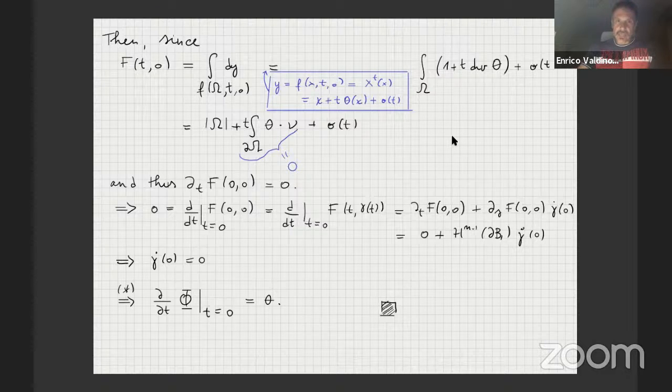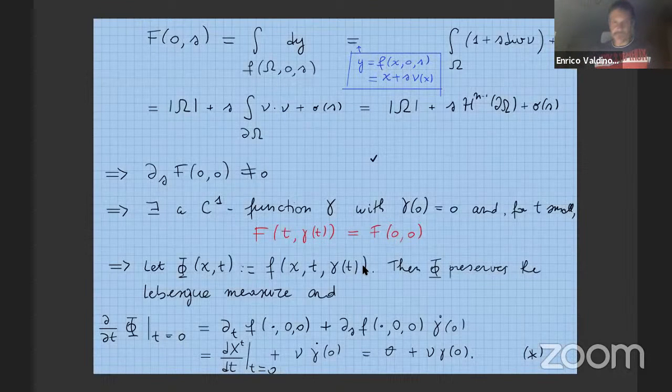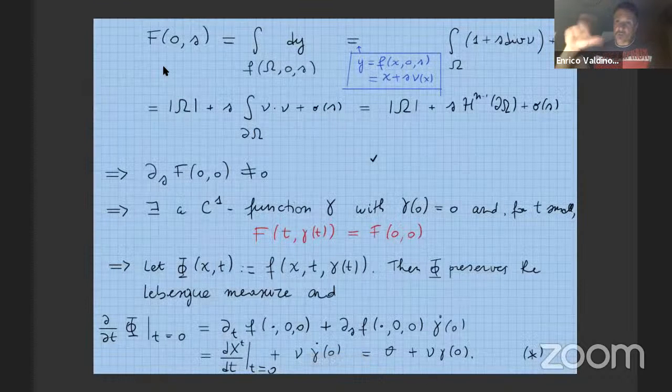Okay, so let's get rid of this additional term. In principle, we would like the velocity at 0 to be only theta, not nu gamma of 0. So we better get rid of gamma dot 0, but this we can do again because we look at f of t0. This is the converse computation of the one we did here.